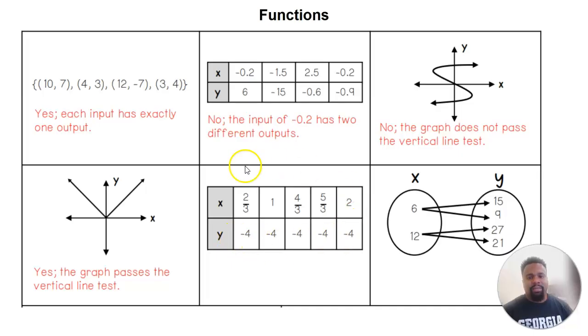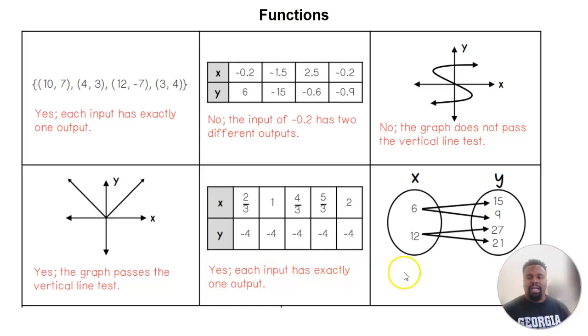All right, let's look at this table right here. We look at our x values. There's no x value that occurs more than one time. Yes, they all share the same output. That's fine, as long as they don't share the same input. So this is a function.